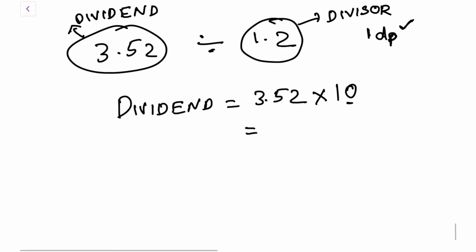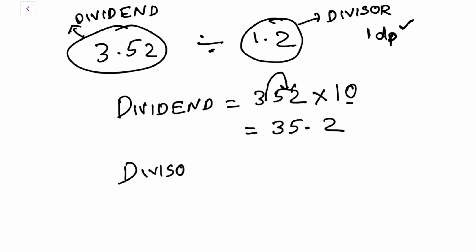When you multiply a decimal with 10, the decimal point moves one place to the right. That's right. So it becomes 35.2. Good. The divisor also needs to be multiplied by 10. So what is the divisor? 1.2 multiplied with 10. The decimal point moves one place to the right. It becomes 12.